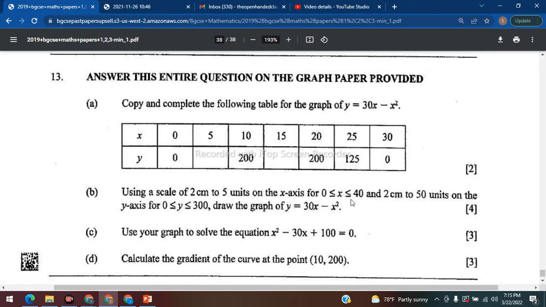And then y goes from 0 to 300. Okay, so using that scale, we're going to do that. Remember that for the x, we're counting in fives, and for the y, we're counting in 50s. You see that? So using a scale of 2 centimeters to 5 units on the x-axis, we count in fives for the x-axis, and for the y-axis, we're counting in 50s. Okay?